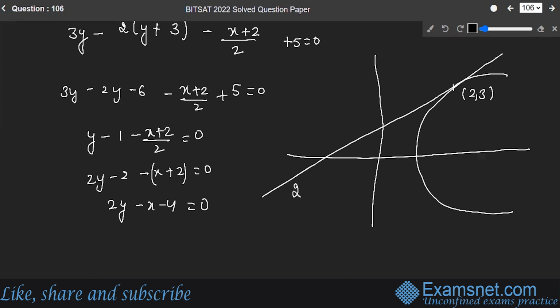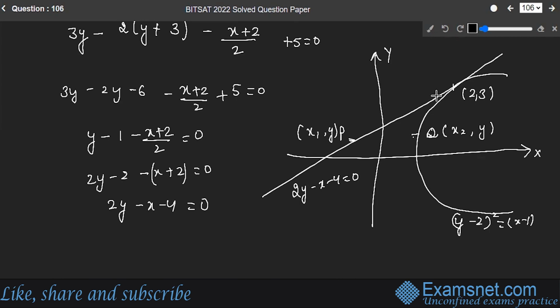So this tangent has the equation 2y minus x minus 4 is equal to 0. And this parabola has the equation (y minus 2) square is equal to x minus 1. Correct. So let this be point P, any point P. And here be the point Q, x2, y, and P has the coordinates x1, y. Okay. So this is your x's, right?